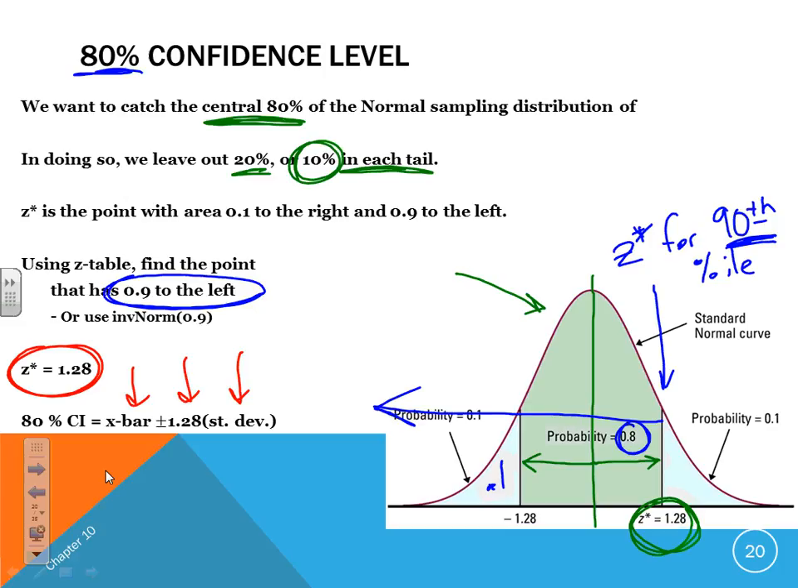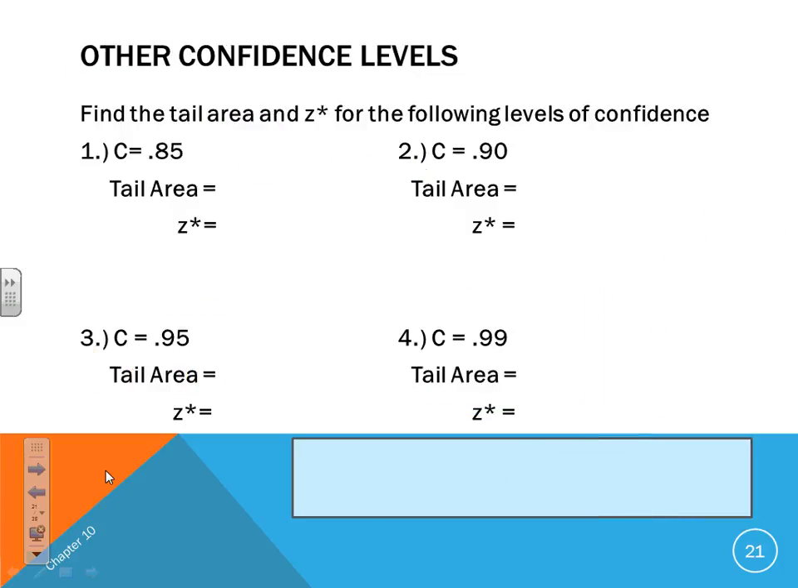Now 80% confidence is okay, and sometimes you'll be okay with being wrong 20% of the time. But generally speaking, we want to be a little bit more accurate than that. So let's look at a couple of other ones. Let's start here with C equaling 0.85. Now when I say C, that's the confidence level. And when it says 0.85, obviously that means 85% confidence is what we're using there.